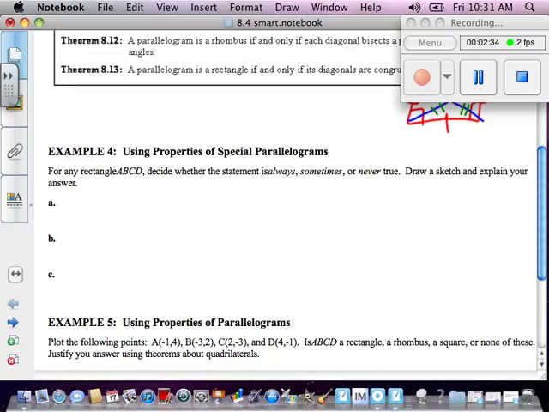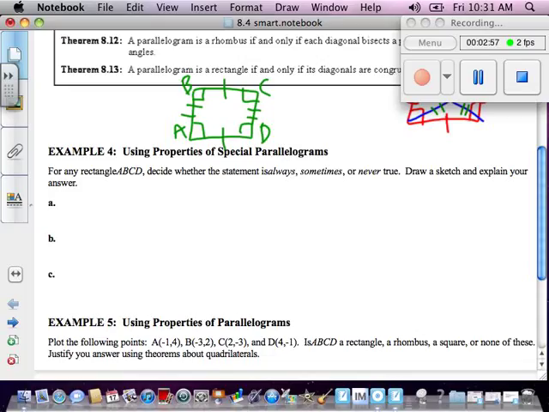For a rectangle ABCD, when you hear about a rectangle and there's not one drawn for you, or a shape of any sort, I would draw it. ABCD. We know we've got 4 right angles, right? We know the opposite sides are congruent to each other. Decide whether the statement is always, sometimes, or never true, and draw a sketch for your answer.